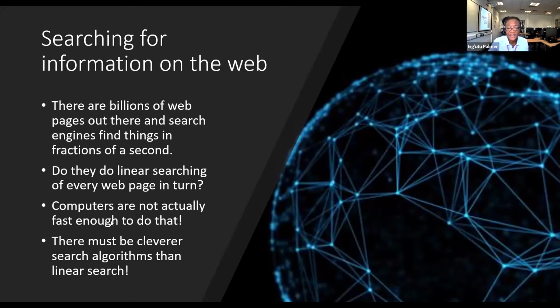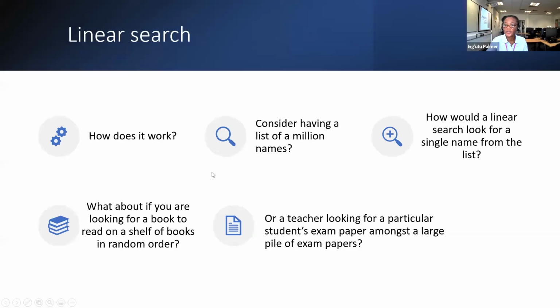Computers aren't actually fast enough. Much as we think computers are great, if they were to adopt a linear search for looking for information on the web, going through it from the beginning, page by page, that would take very long. So there must be some other cleverer search algorithms out there, more clever than the linear search. Okay, let's just move on.